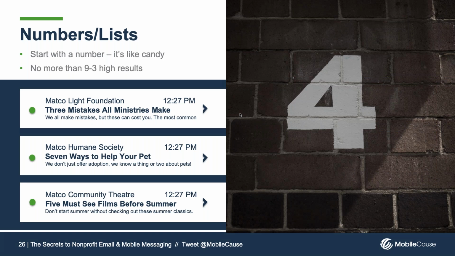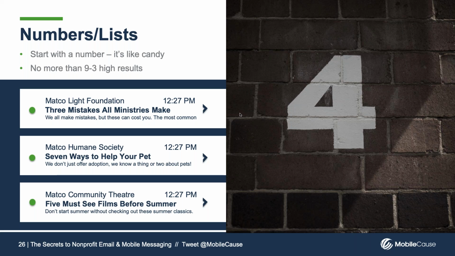Numbers and lists. This is my favorite. I love this, but you have to be really creative with your content. "3 mistakes all ministries make." "7 ways to help your pet." "5 must-see films before summer." Well, the fact that there's a number is really powerful because it's finite. People know that there's a very short amount of time involved, and you pique their curiosity. Am I making one of the 3 mistakes? Well, now I have to open the email to find out.